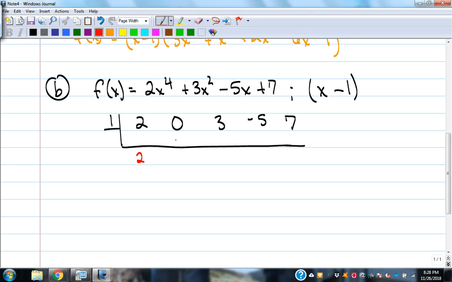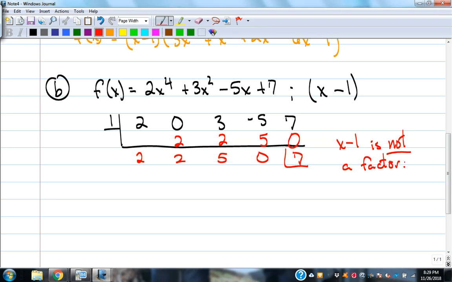Roll that 2 down there and get to work. It almost looked like it was going to work out for us because we got that 0 there on the next to the last step, but that did not work for the last. So that tells us that x minus 1 is not a factor. So for this problem, we're kind of stuck at this point. We're going to learn some skills as we go along here that are going to help us. If that one doesn't work, we're going to try the next one, and we're going to learn that as we go.